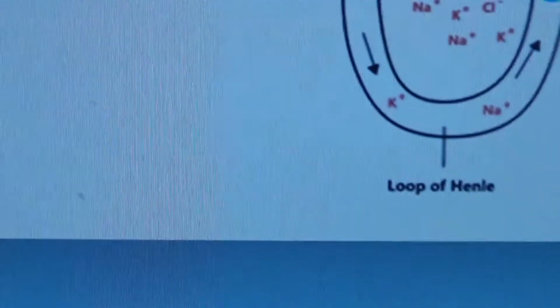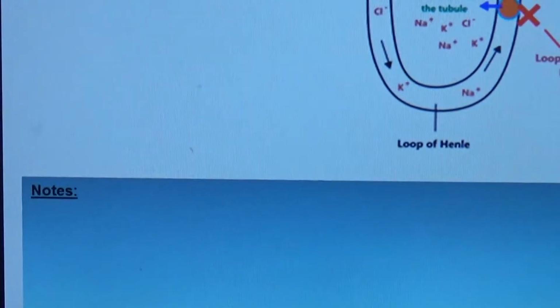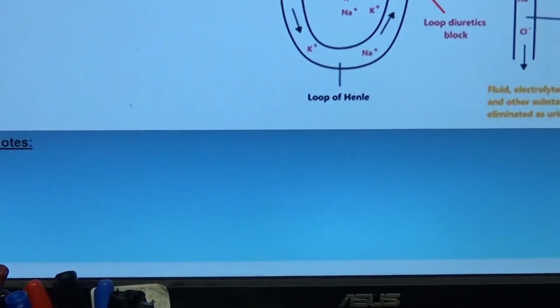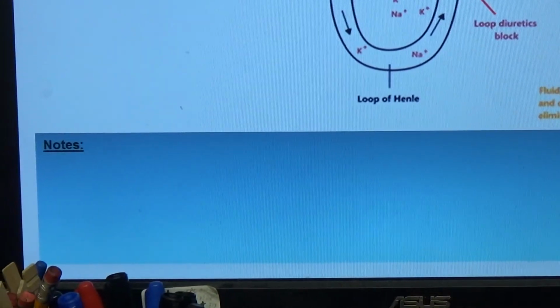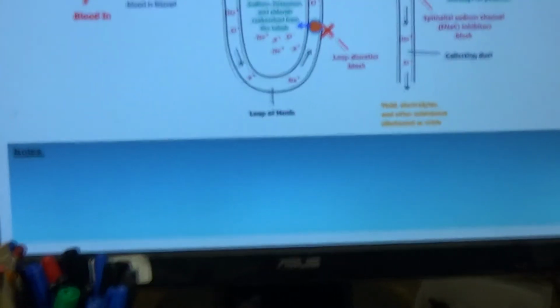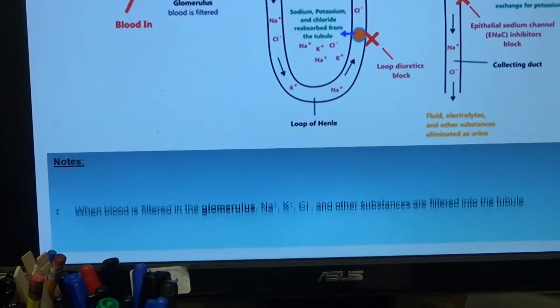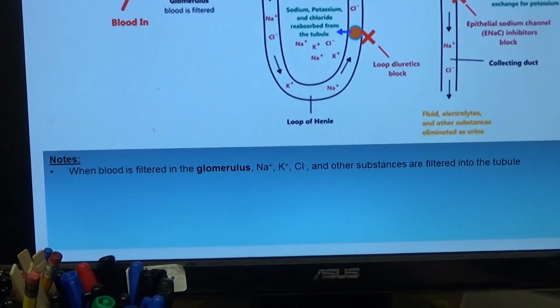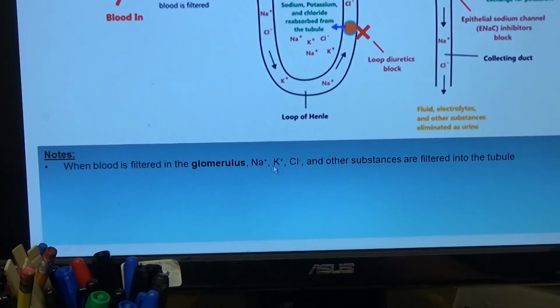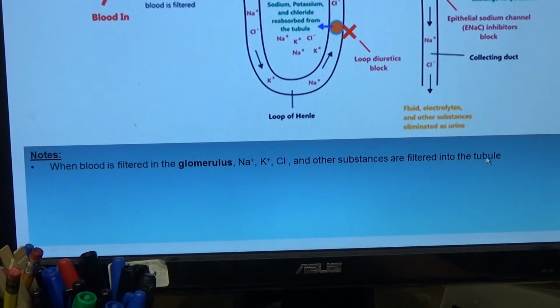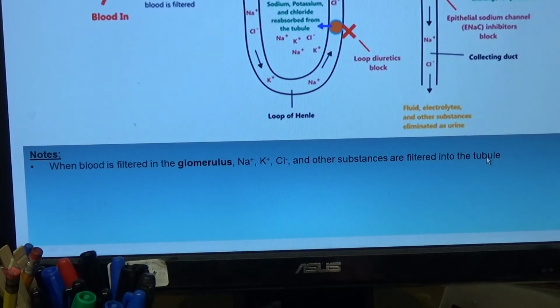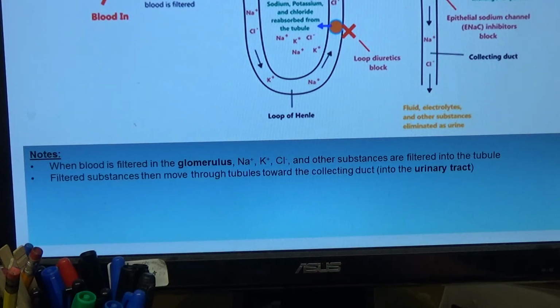Okay, so one of my little notes here just reiterates what I just said. Let's see if I can zoom out. You have the slides. Okay, first thing, when blood is filtered in the glomerulus, sodium, potassium, chloride, and other substances are filtered into the tubule. The tubule is the nephron. Filtered substances then move through the tubules towards the collecting duct into the urinary tract.